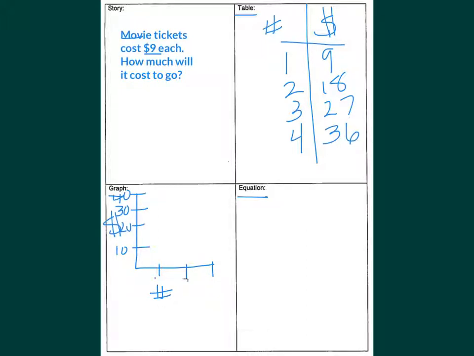You would want to plot each one of your points, (1, 9), (2, 18). 3 tickets would be 27. If you bought 0 tickets, you would have $0. Your equation here would be y equals 9x, because for every ticket, you multiply by 9 to get your y value, the number of dollars you will spend.